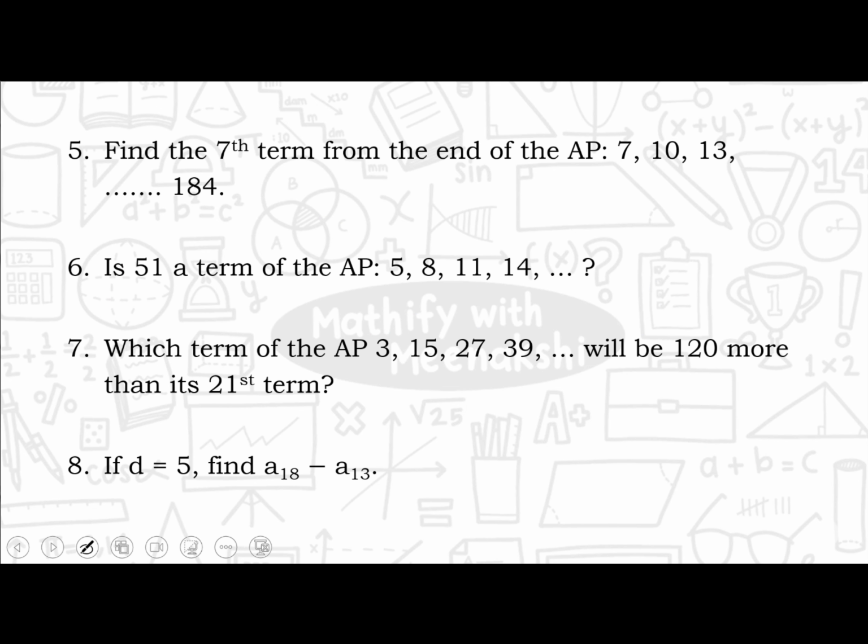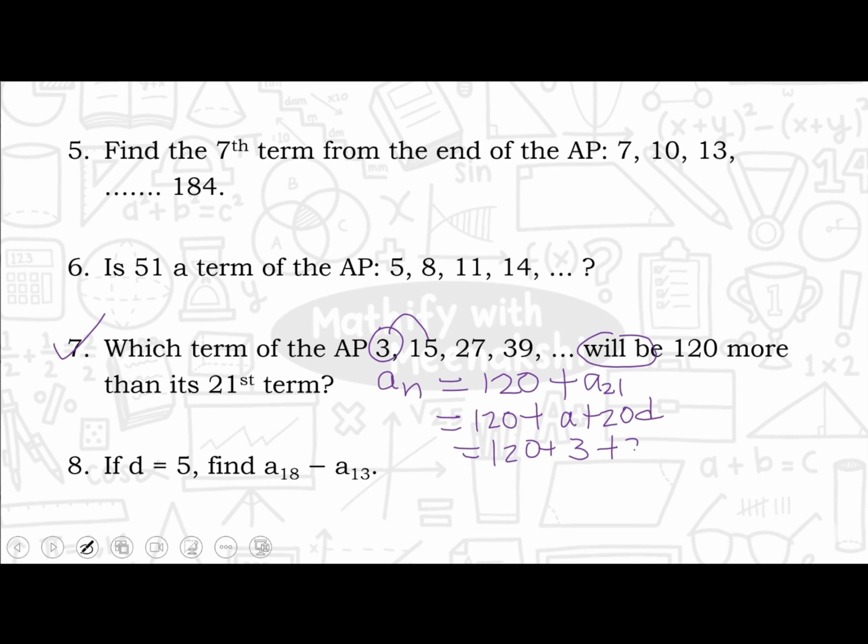So let's move to question number 7. Which term of the AP will be 120 more than its 21st term? That means which term? You can write an will be equal to 120 more than the 21st term. So let's put the values here. 120 plus the 21st term means a plus 20d. Now 120 plus a, here the first term is 3, and d is 15 minus 3, that is 12. 20 into 12 is 240. Now 123 plus 240, that is 363. That is your an.